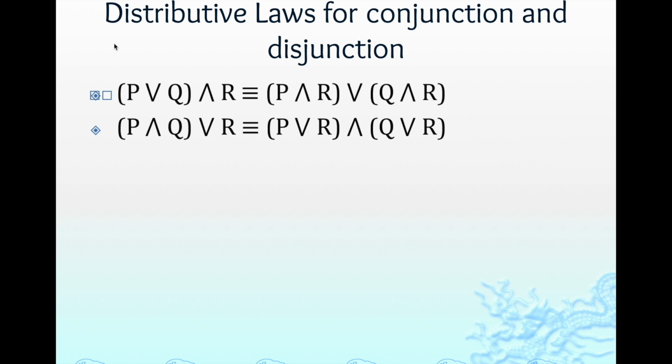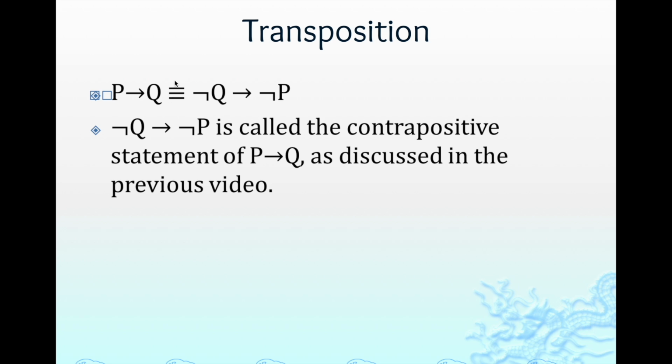Then this is called the distributive laws for conjunction and disjunction. This is called the transposition. P arrow Q is logically equivalent to not Q arrow not P. And this statement is called the contrapositive statement of P arrow Q, as discussed in the previous video.